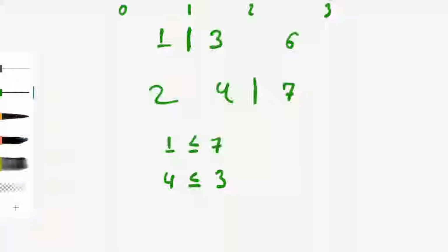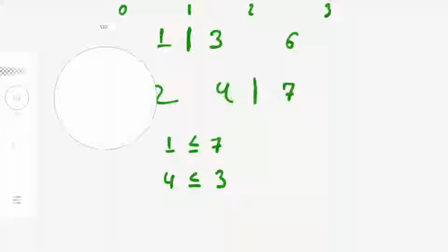So that means we need to move our split position to the right on the first array, and on the second array we need to move our split position to the left. Let me erase the previous split positions.